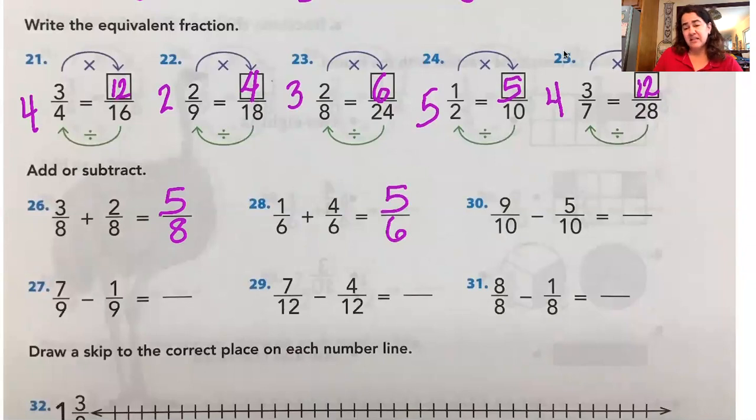Now I have 9/10 minus 5/10. What is my denominator? It's 10. And 9 minus 5 is 4.